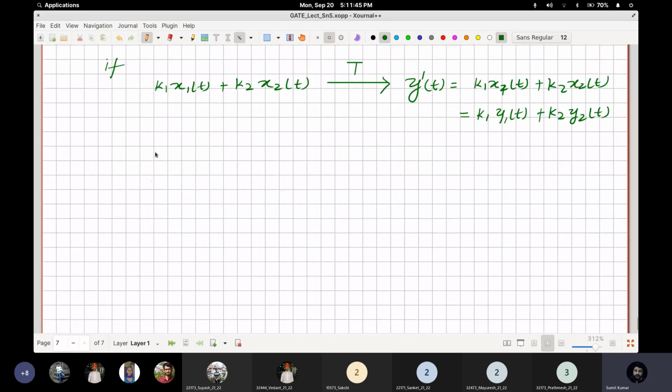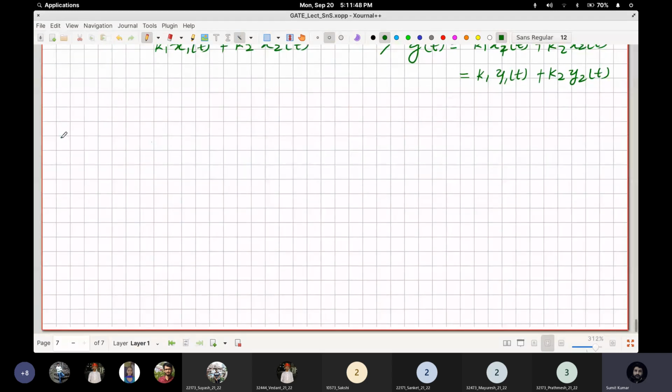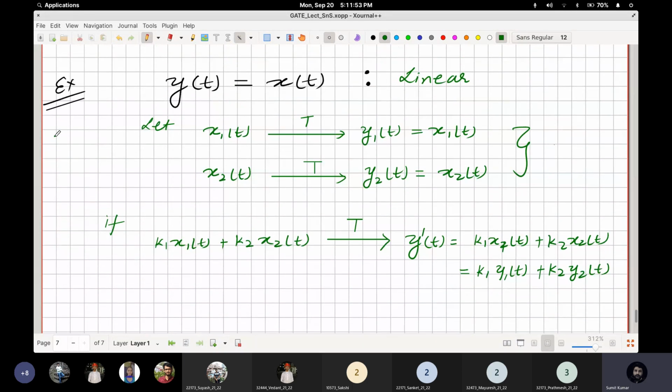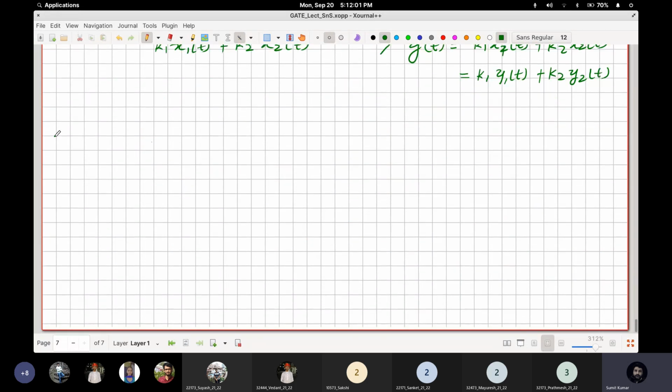Okay, so let me give you another problem. The idea here is not just to identify whether the system is linear or not. We have to understand the patterns that are there. So the next problem is that output y(t) is equal to input x(t) times x(t minus 2). This is another example of a system. Now tell me whether this system is linear or not.